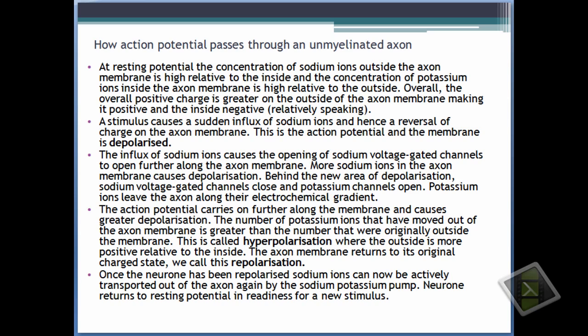The axon membrane will return to its original charged state and we call this repolarization. So what happens is the sodium ions can go back to normal and can be actively transported out of the axon membrane, and the potassium ions on the inside, so we return back to our normal state, the resting potential once again. So it's sort of like a cycle. The neuron returns back to its resting potential, like I said, and it can be hit by a stimulus once again and the cycle will continue.